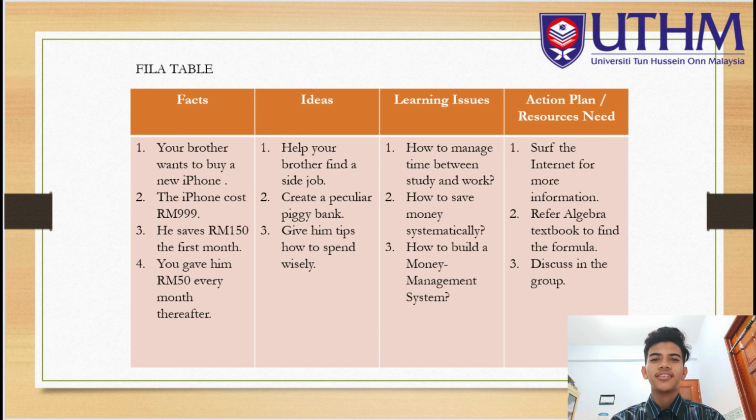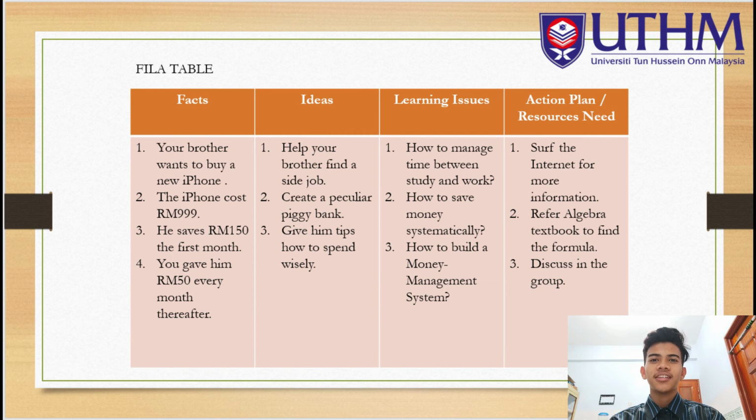Number 2 is ideas. Ideas are the ways we use to solve the question. Our first idea is help your brother find a side job. Second, create a piggy bank. And third, give him tips on how to spend wisely. Number 3 is learning issues. First, how to manage time between study and work. Second, how to save money systematically. And third, how to build a money management system.